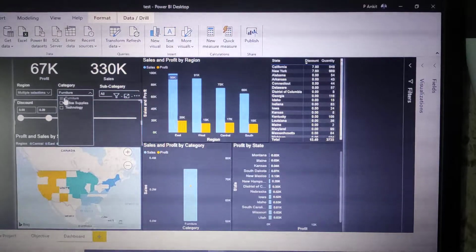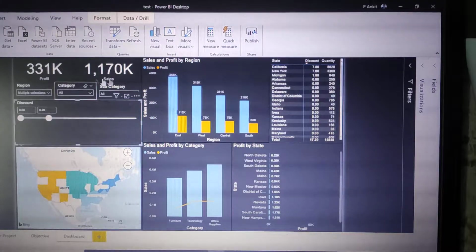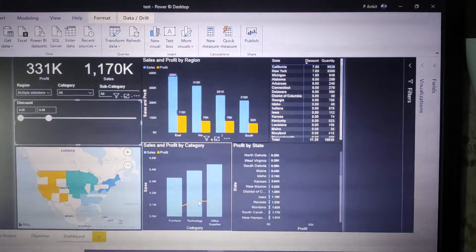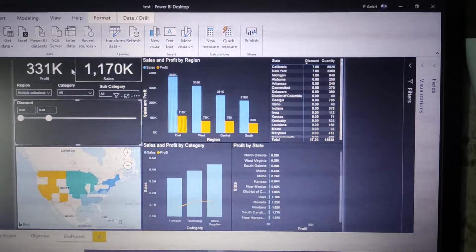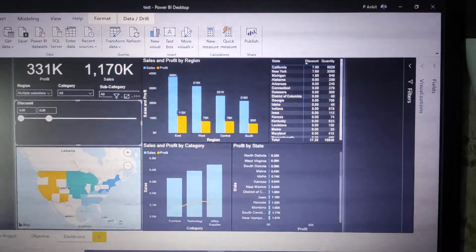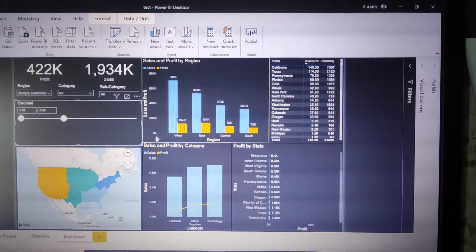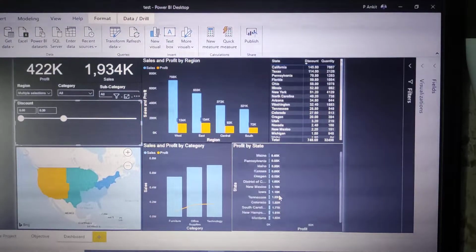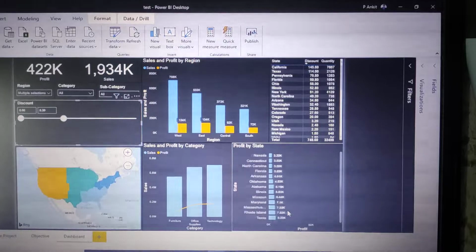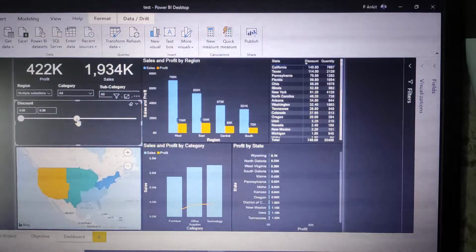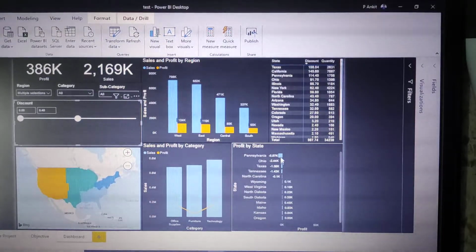What if I remove the furniture filter and see the overall picture? Overall, the profit also shoots up in technology and office supplies, as per the discount we have reduced. I will set it to 30% and see what happens. The profit and the sales also shoot up, and we don't have a negative profit by state. As soon as I increase the discount to 40%, I can see some negative profits.